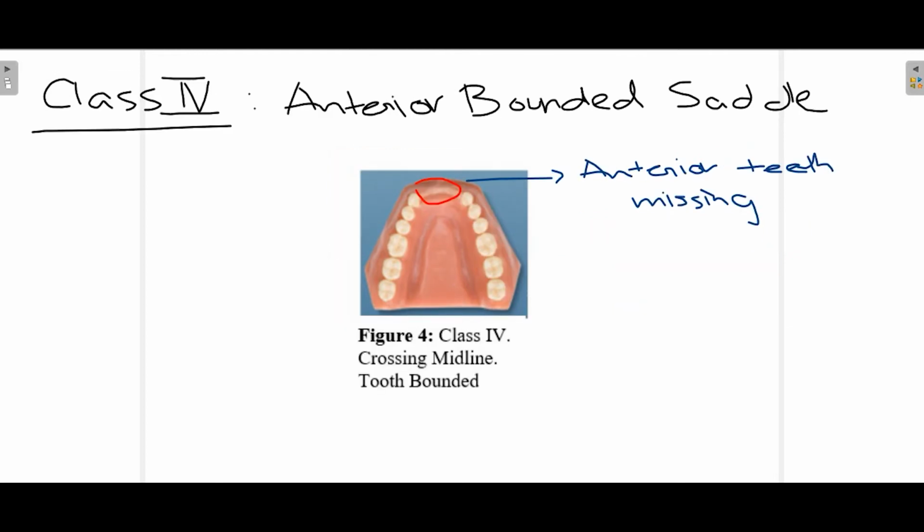Lastly, talking about class 4. Class 4 is anterior bounded saddle. In this case, you can see that the teeth are missing anteriorly, and this area is also crossing the midline, which is important in class 4. So when the teeth are missing anteriorly and it is crossing the midline, this is known as anterior bounded saddle.